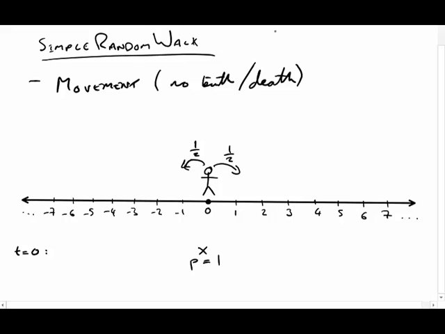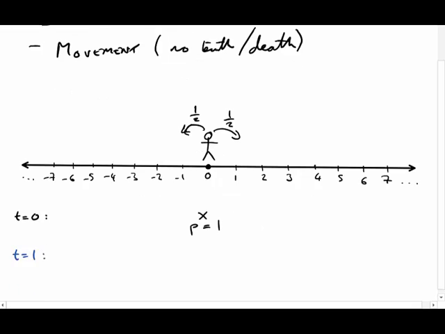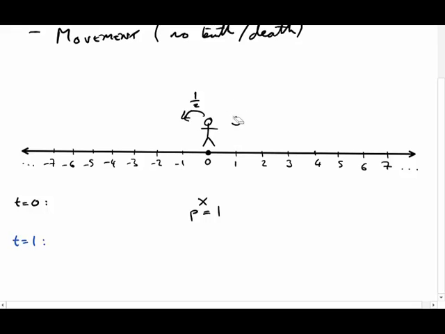Okay, so let's consider the case when t equals 1. So when t equals 1, where can I end up? Well, I know that I can either move right or I can move left by one position. So I can either end up here or I can end up here.